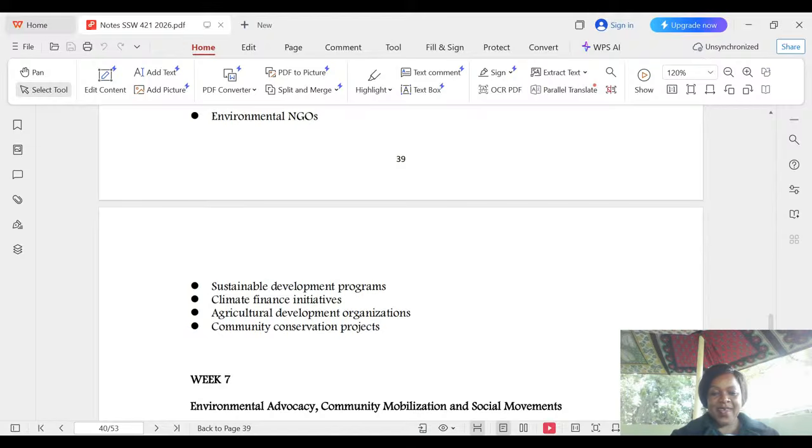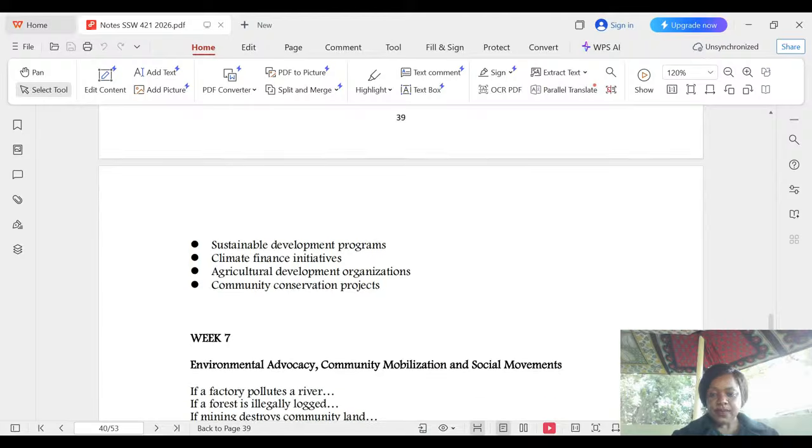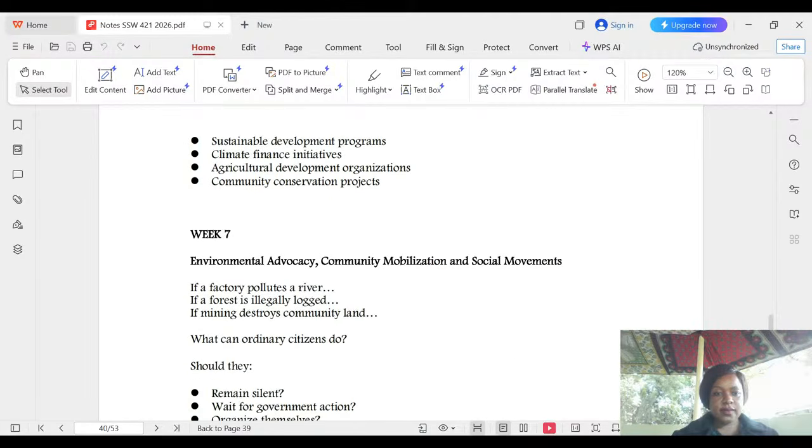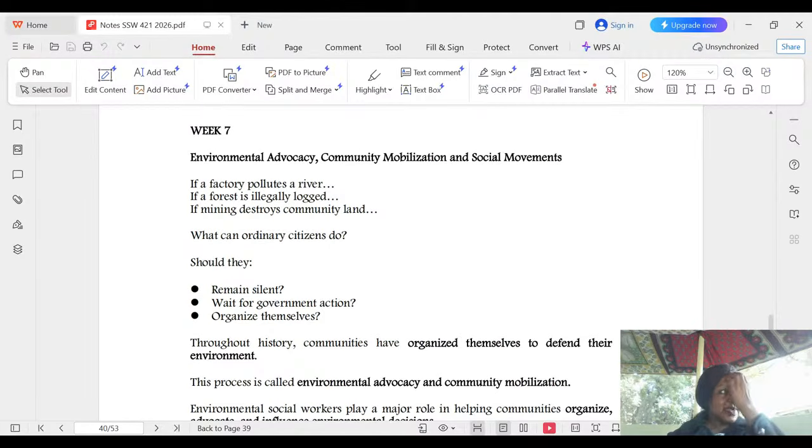All right. So I want us to move to the next content, which is advocacy: advocating for your environment, community mobilization, mobilizing the community, and social movement. So this is embedded in the method of social work of social action.